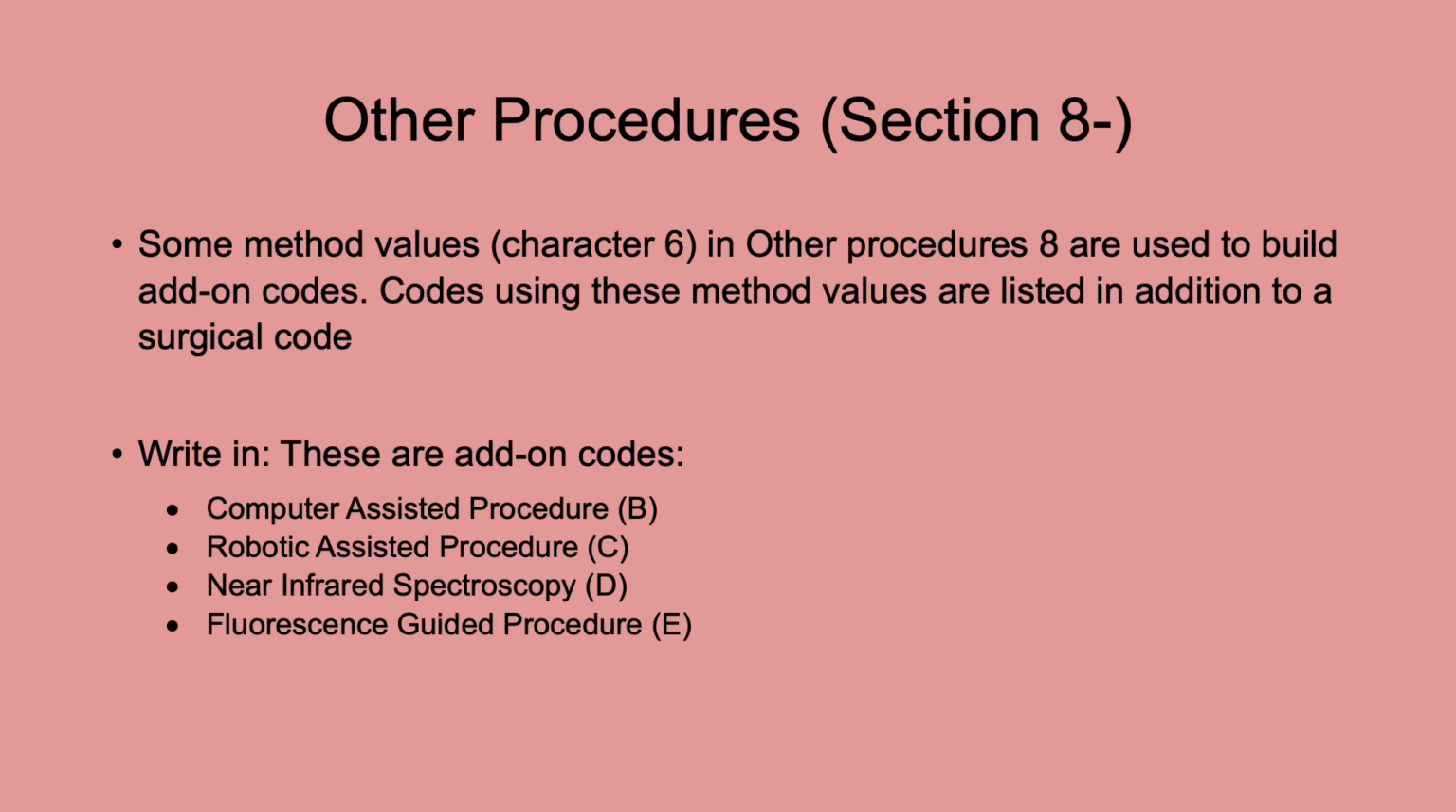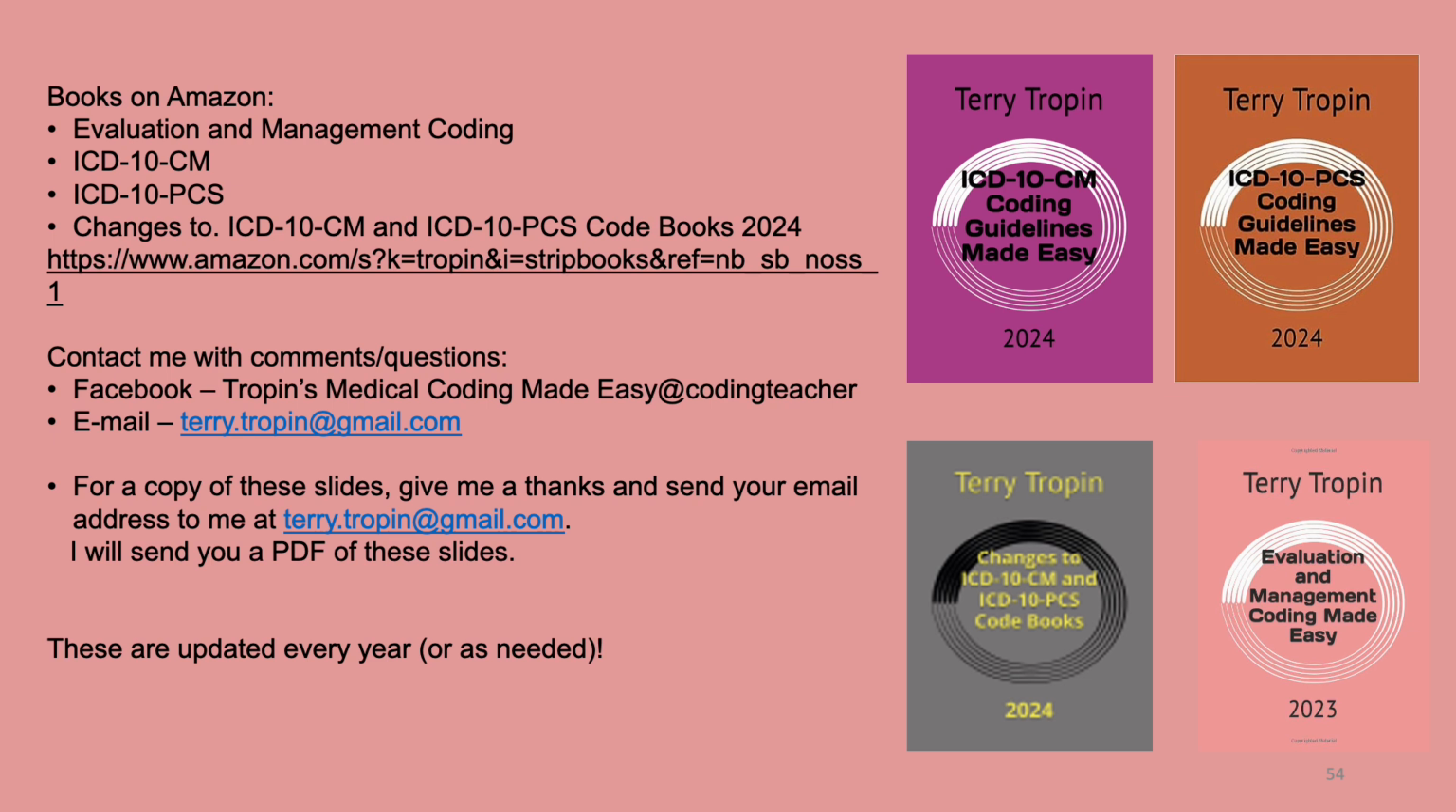Okay, other procedures. Now, some method values, character 6, in other procedures, section 8, are used to build add-on codes. So these are used in addition to the surgical code. So write in, these are add-on codes. Computer-assisted procedure, B. Robotic-assisted procedure, C. Near-infrared spectroscopy, D. And fluorescent-guided procedures, E. So write in that these are add-on codes. These don't stand by themselves. They're added on to a surgical code. You want to be sure that with a surgical code, you use these also. Okay, so that's what we have here.